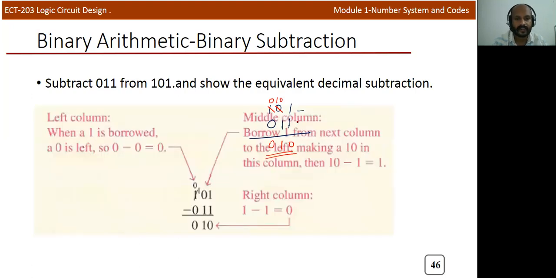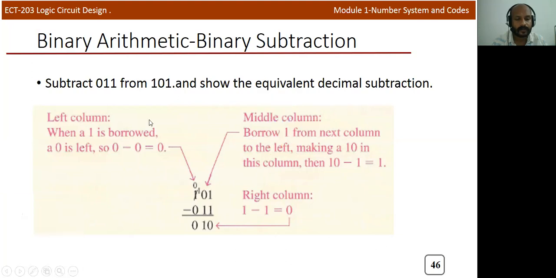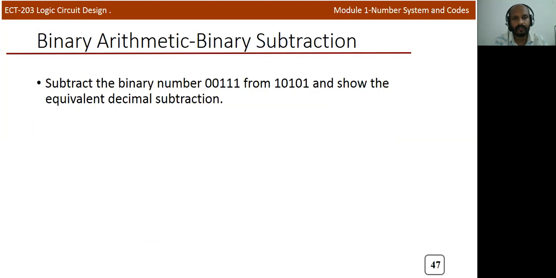Now we can verify this particular result by comparing decimal values also. The same rule is indicated here. We can verify the equivalent decimal value. It's 101, which is actually 5, minus 3, so you need to get 2, and we are getting 2. So it's correct. Now we can try one more question.